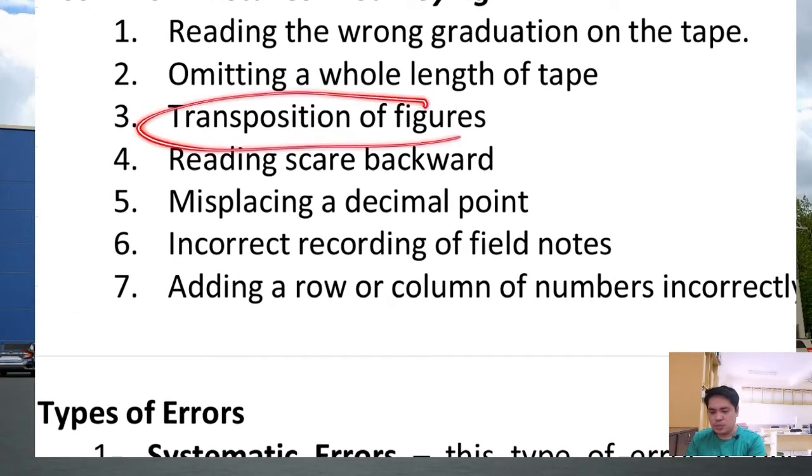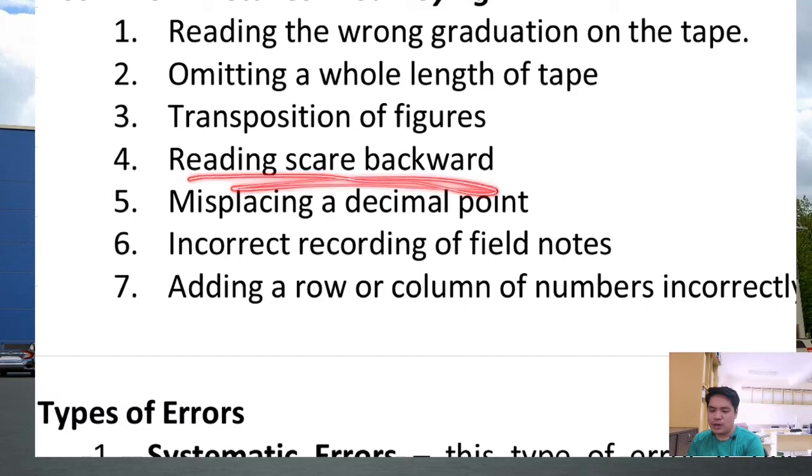Then, of course, number 3, transposition of figures. That's why you need to review about significant figures and rounding off. Then, number 4, reading scale backward. No, this is not scale. So, this should be scale. So, please correct in your notes. Reading scale backward. So, nabaliktad yung pagkabasa.